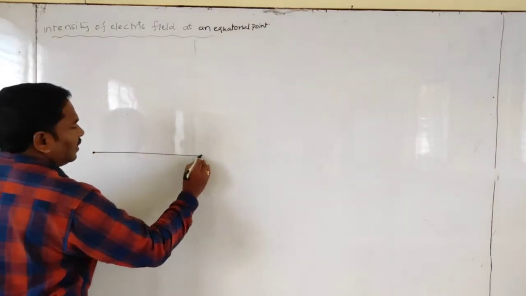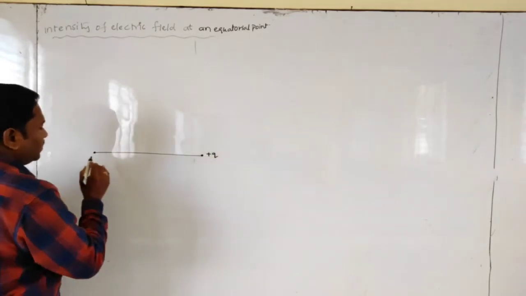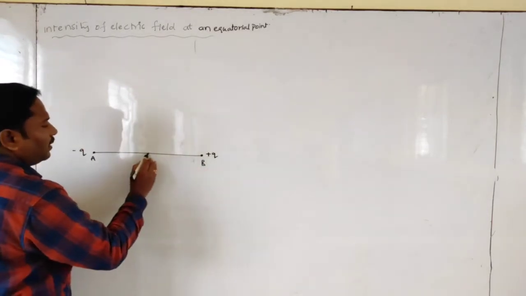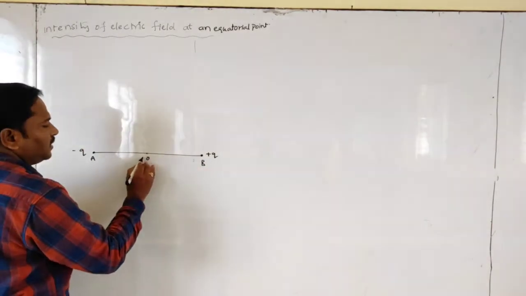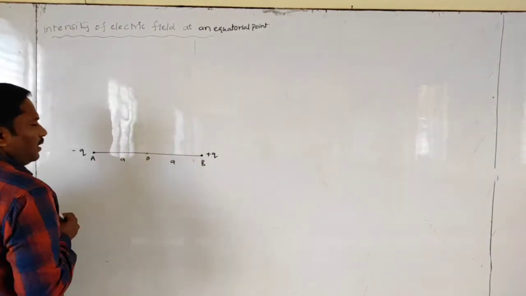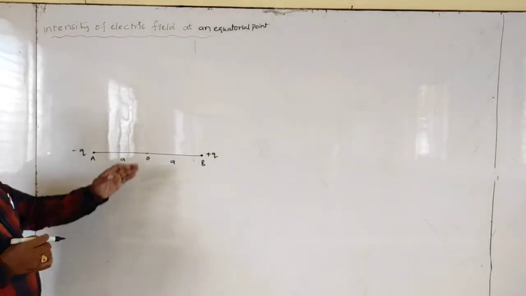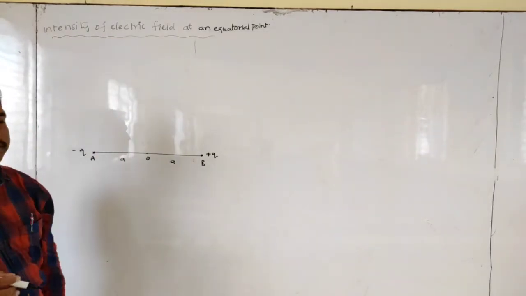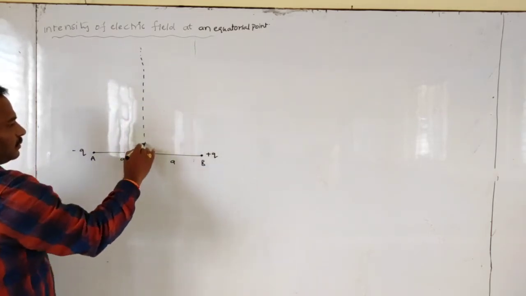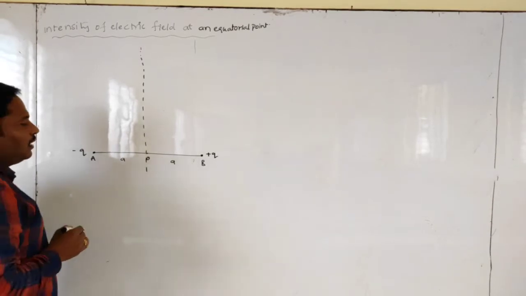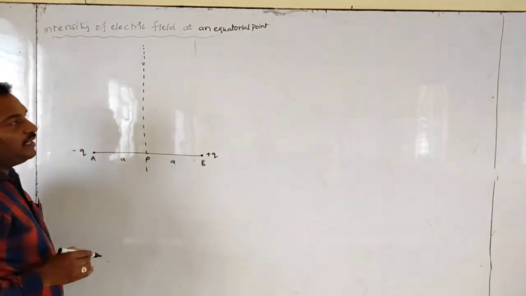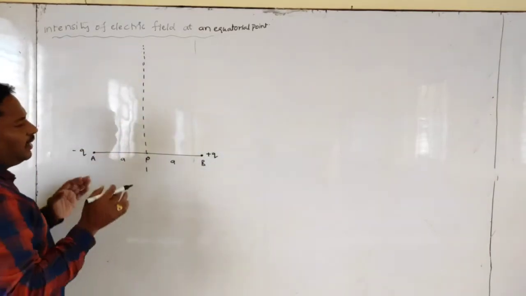So this is the plus q charge, this is the minus q charge, this is A, this is B. The center of the dipole is O. From here to here is A, and from here to here is A. Now we are going to find the intensity of electric field on the equatorial line. This is the equatorial line. We are going to find the resultant intensity at any point on the equatorial line.